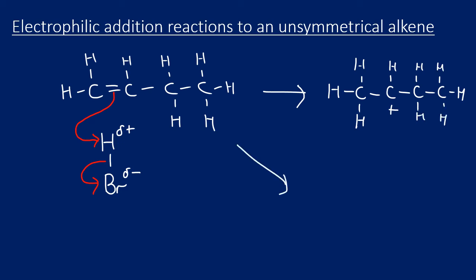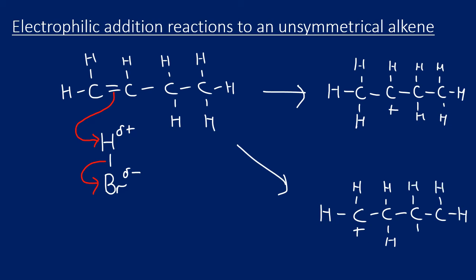Or I could have put the hydrogen on the second carbon and have the positive charge on the first carbon. So those are my two possibilities here. And that's why we get a mixture of products in some cases, because it does matter which way around I do it all of a sudden. If I went for the first option, option A, I'd end up making 2-bromobutane, and if I went through option B, I would make 1-bromobutane.